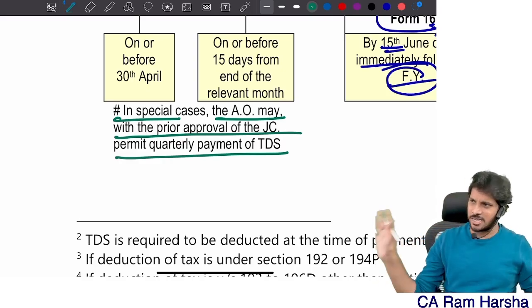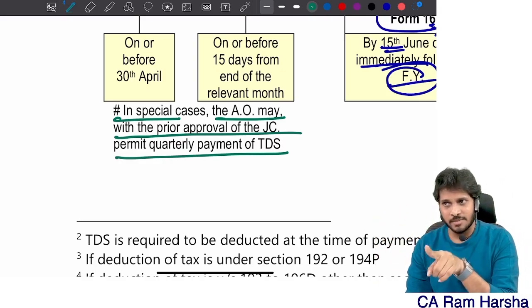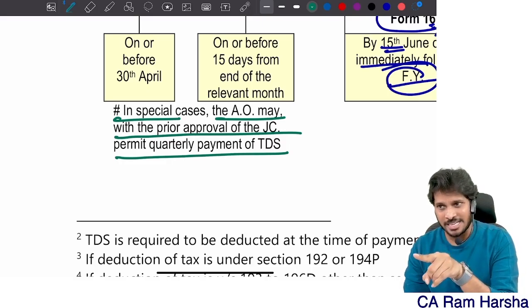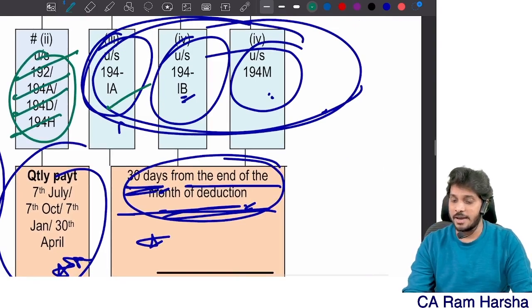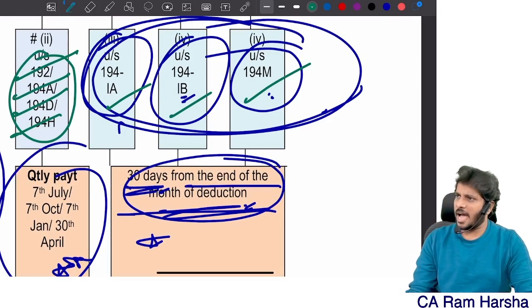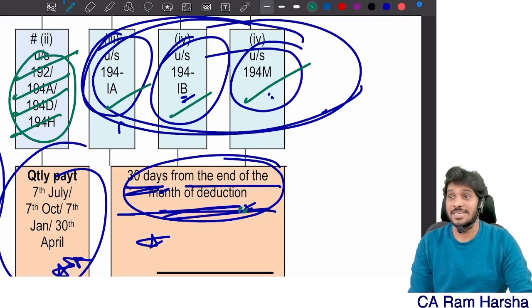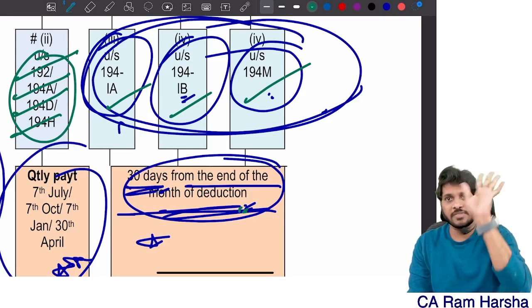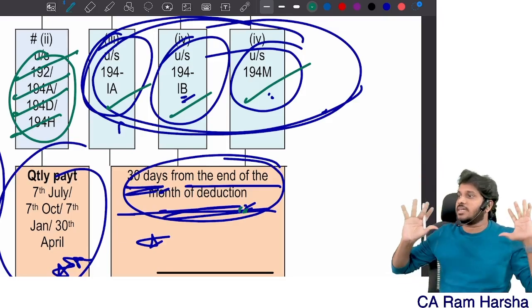Generally, for any section, what is the payment? Monthly. By what time? Next month 7th. For March month, by next month 30th. Correct? But for 3 sections alone, 194 IA, 194 IB, 194 M, I will discuss in the respective section what exactly they are dealing with. You should pay within 30 days from the end of the month of the deduction. Correct? This is the main scheme of the TDS.